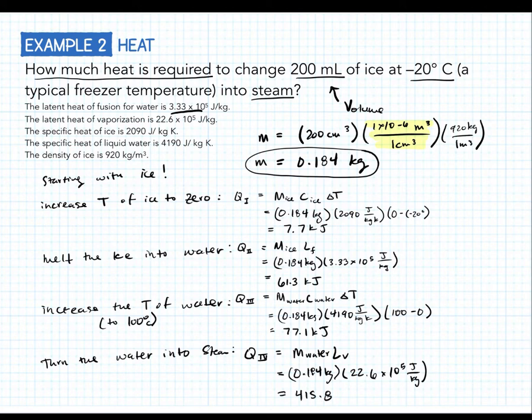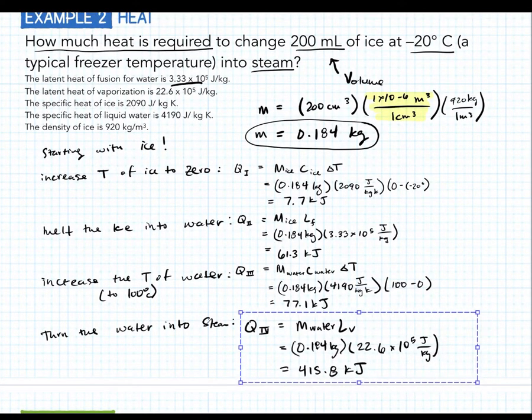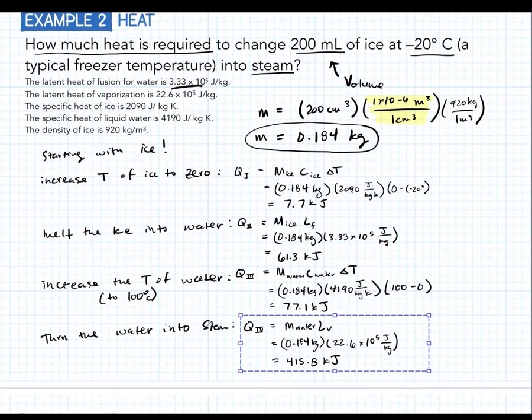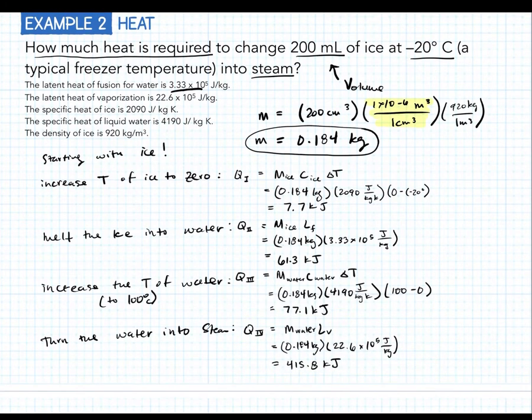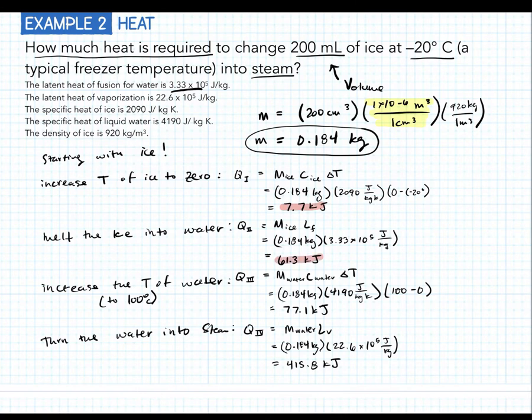Apparently you need a lot of energy to make steam. 415.8 kilojoules. Okay, that's times 10 to the 3. Right, and this is in thousands. And then if we want the total Q, Q1 plus Q2 plus Q3 plus Q4. So about 150 plus 415, that should be about 560, 575, 562.